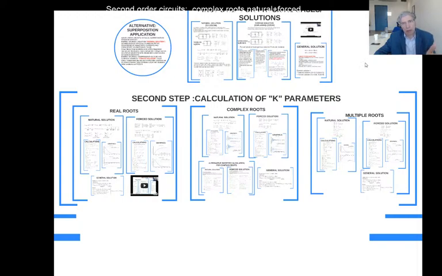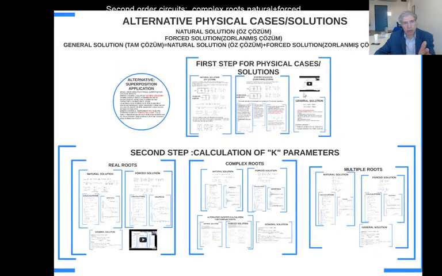The first step is to find the natural solution and the forced solution. These solutions are going to have k parameters in them. So the second step is the calculation of the k parameters, and we will be doing these k parameter calculations for real roots, and this video tells you how to do it.